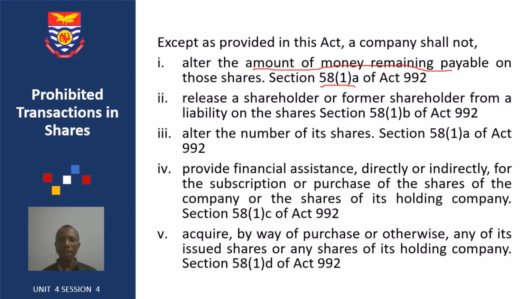2. A company shall not release a shareholder or a former shareholder, so this one is a current shareholder and this one a former shareholder, from the liabilities on the shares. That's section 58 1B. What this means is that if you're a shareholder and you owe as far as your shares are concerned, the company is prohibited from cancelling those liabilities. It means that at all costs, if you have outstanding liability on the shares, you have to pay.